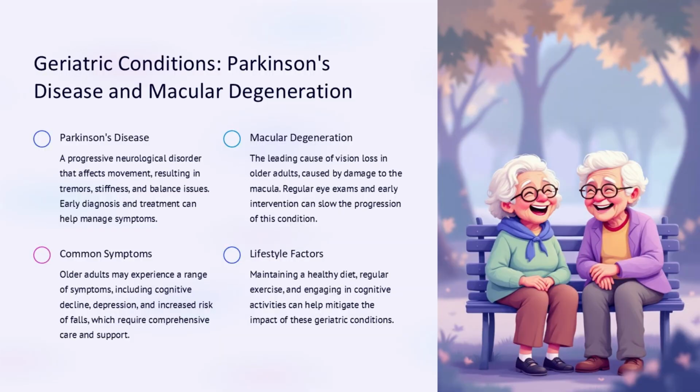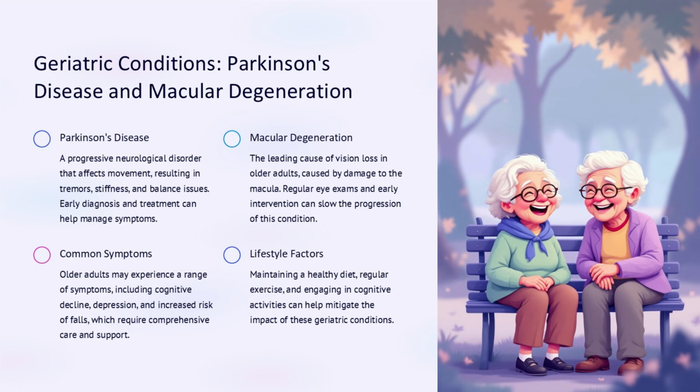Parkinson's disease is a progressive neurological disorder that affects movement, leading to tremors, stiffness, and balance issues. Early diagnosis and treatment can help manage these symptoms. Macular degeneration is the leading cause of vision loss in older adults, caused by damage to the macula. Regular eye exams and early intervention are crucial to slowing the progression of this condition.